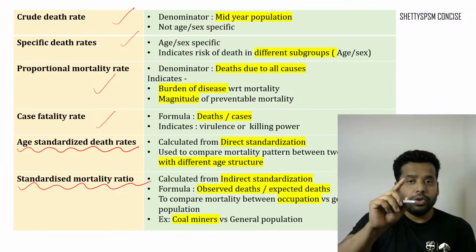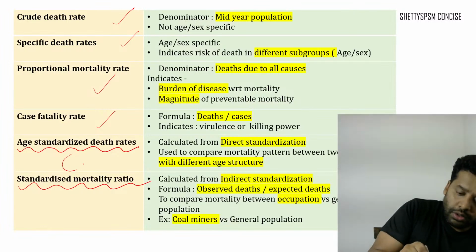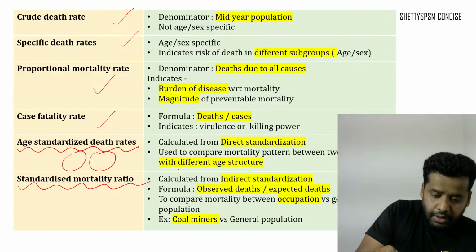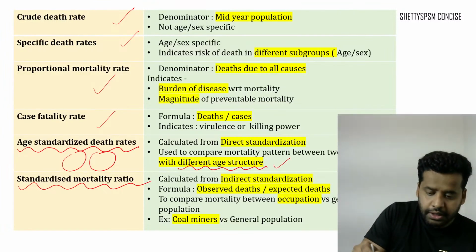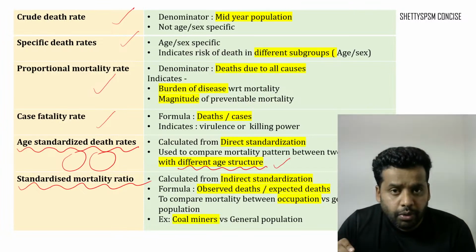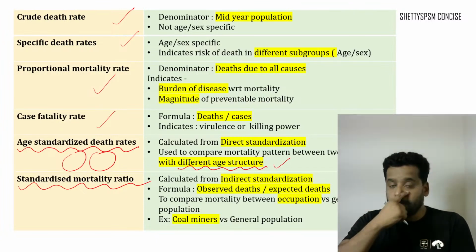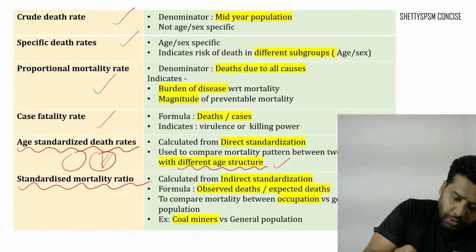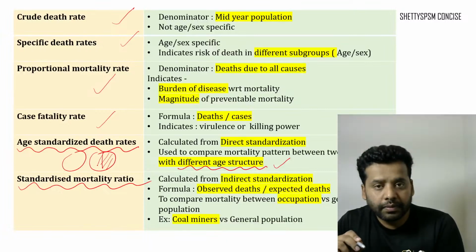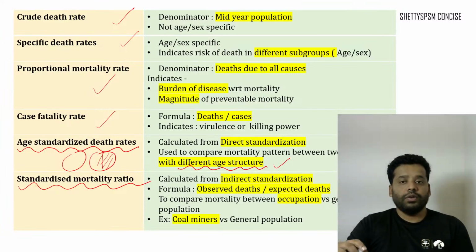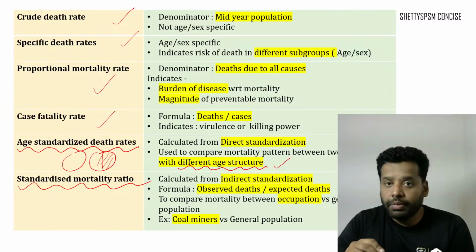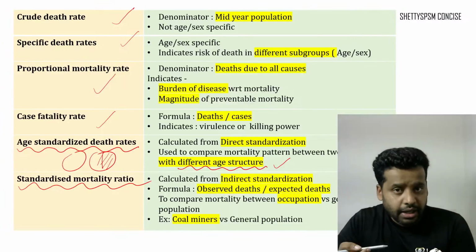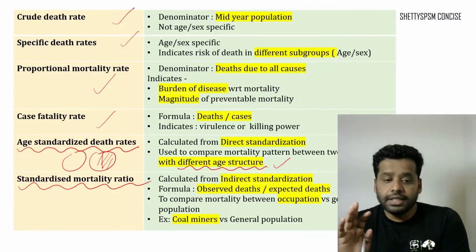If there are two populations with different age structure, and I am asking what is the difference between them, one population has more older age group, the proportion of older age group is more. In such a situation, what should you use to compare mortality pattern? If this question comes, the answer is standardized death rates.